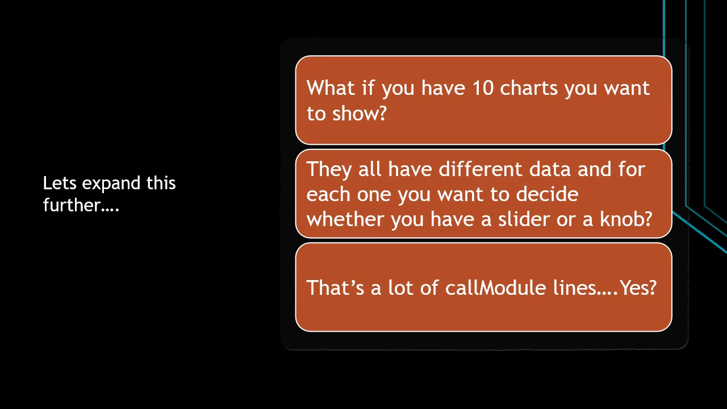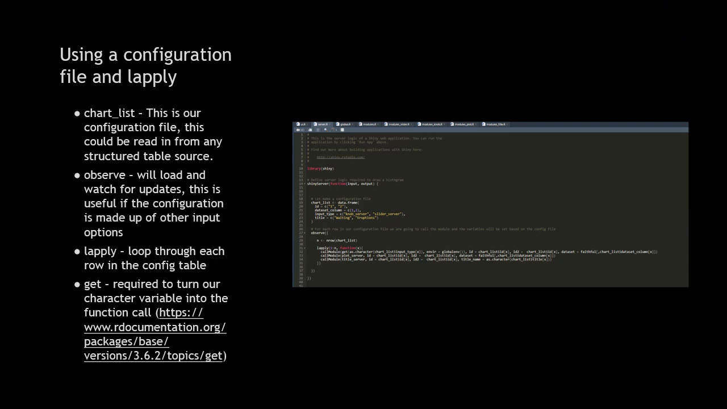So let's expand this a little bit further. What if we have 10 charts we want to show, or 10 tabs? They all have different data, and you need to decide whether you want a slider or a knob for each individual one. Now, this might sound like it's going to be a lot of call module lines, yes? This is where a configuration file and lapply come into their own.